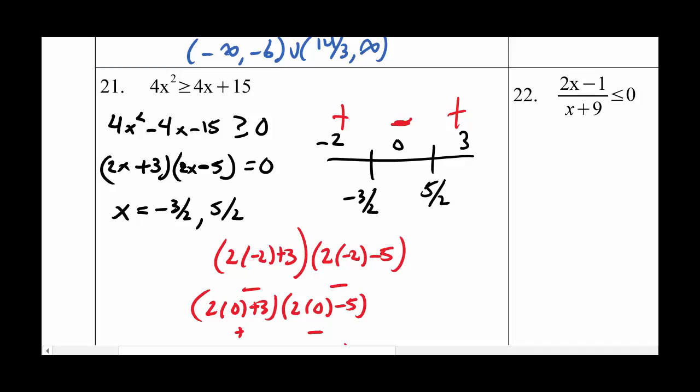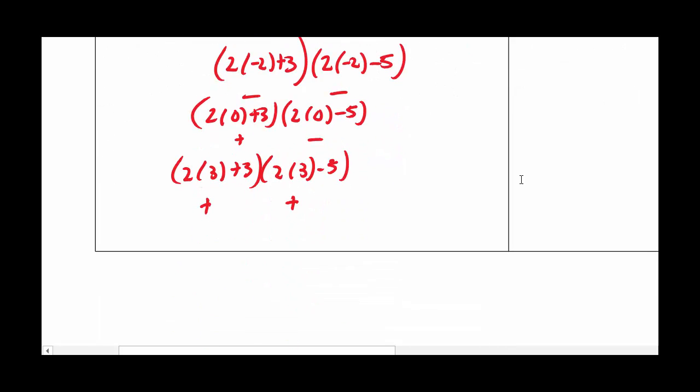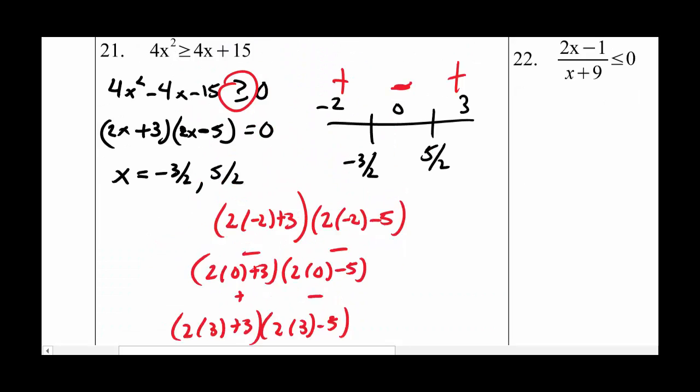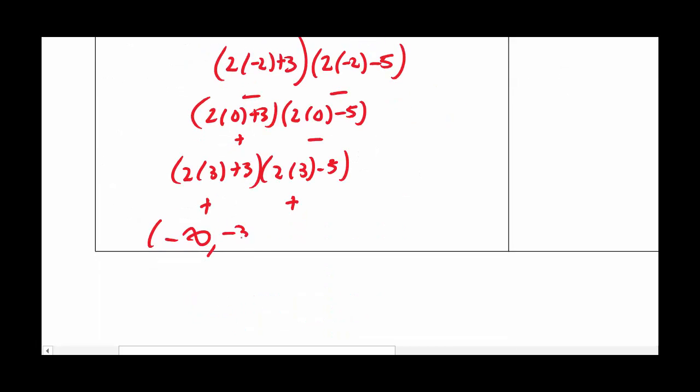Okay, and so I am looking for what? According to our symbol there, I'm looking for things that are greater than or equal to 0, so I want all the positives from that number line. So the interval, or the solution set for this, would be negative infinity up till negative 3/2, bracket, union, bracket, 5/2, up to infinity.